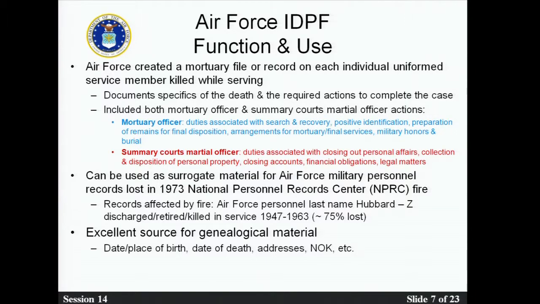So if a mortuary record exists for one of those individuals, it can be very helpful in the family history research. As I mentioned, these are an excellent source of genealogical material from things such as obviously the date and place of birth, the date of death, the addresses, the next of kin, beneficiaries, all sorts of things that help paint a picture of this individual's existence on this earth.